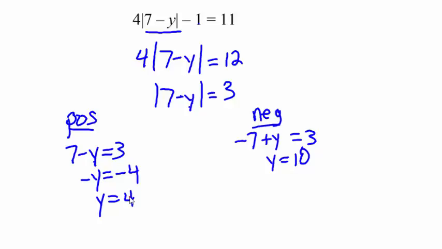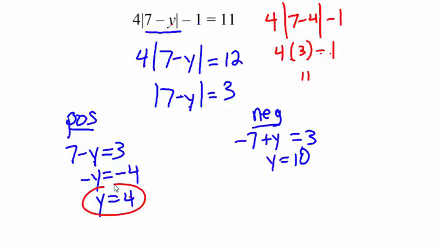So I'm going to plug 4 back into the original problem, which would give me 4 times 7 minus 4 in the bars, minus 1. 7 minus 4 in the bars is 3. So we have 4 times 3 minus 1. 12 minus 1 is 11. This one works. That's what we're supposed to get, is 11.